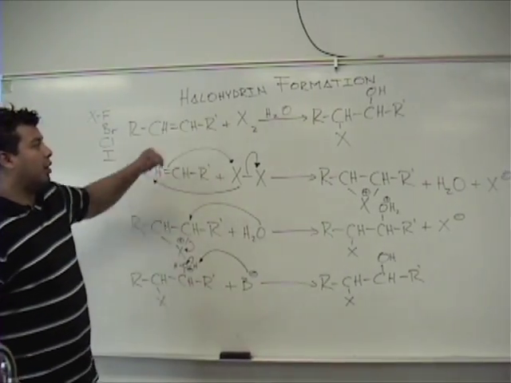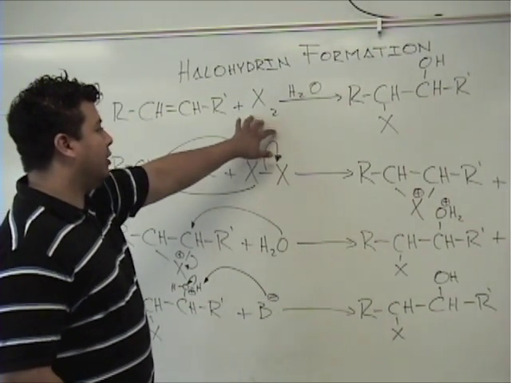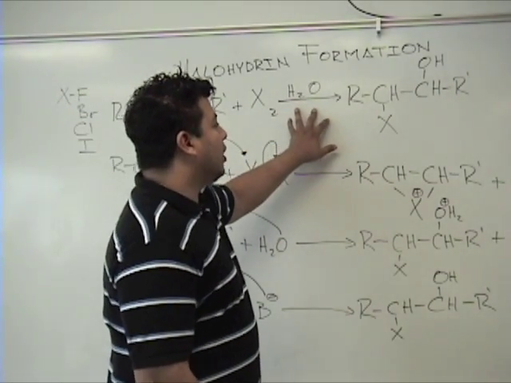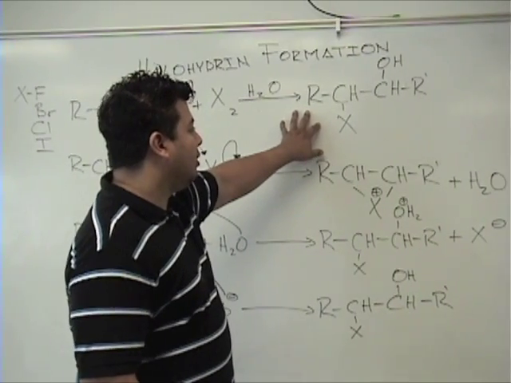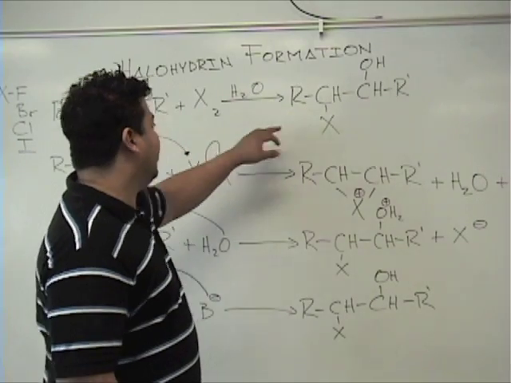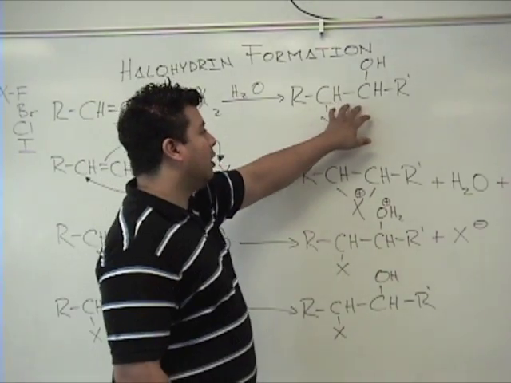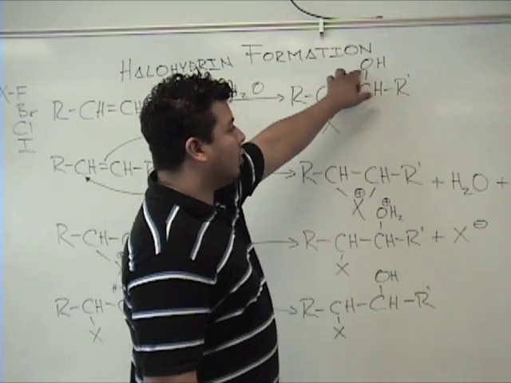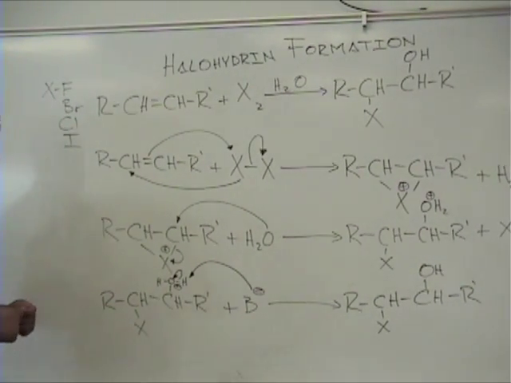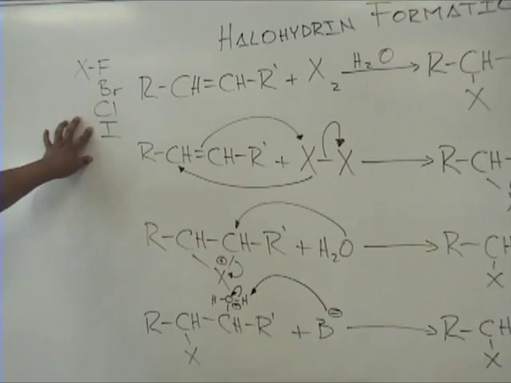Okay, today we're going to do halohydrin formation. We have our alkene right here. We're reacting it with halogen in the presence of water. So our expected product should be one of the halogens attaching to one of the carbons that had a double bond, and then on the carbon adjacent to it, we're going to get a hydroxyl group giving it alcohol properties. These are the halogens we can use: F, Br, Cl, I.